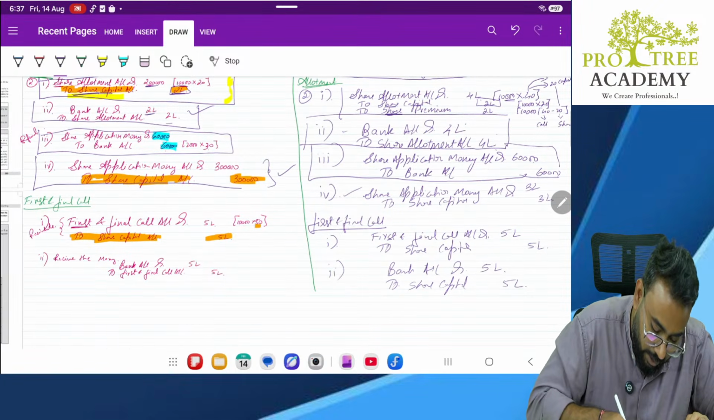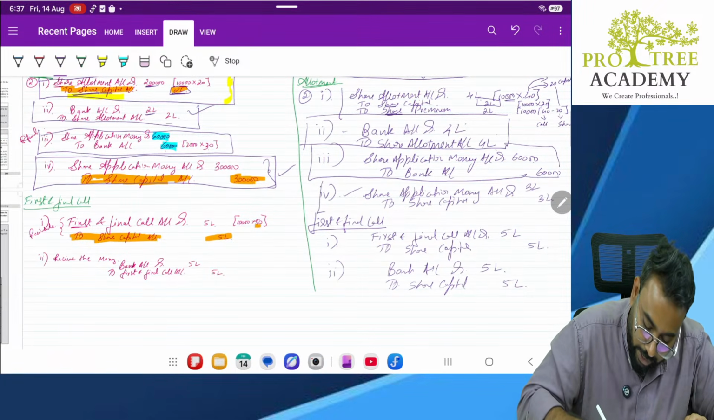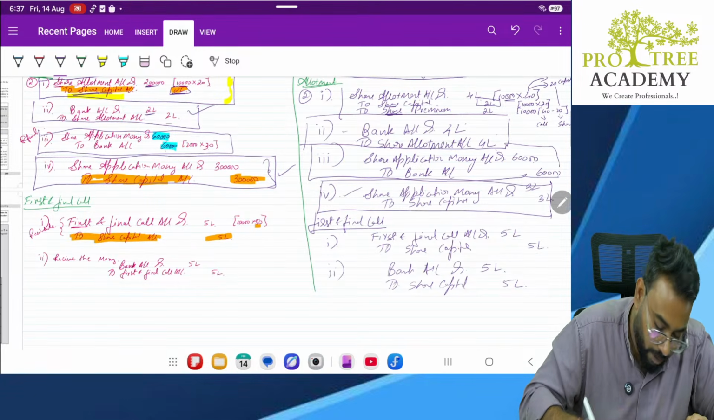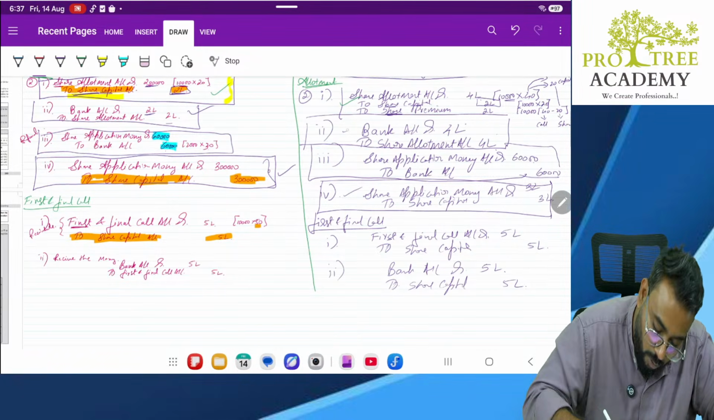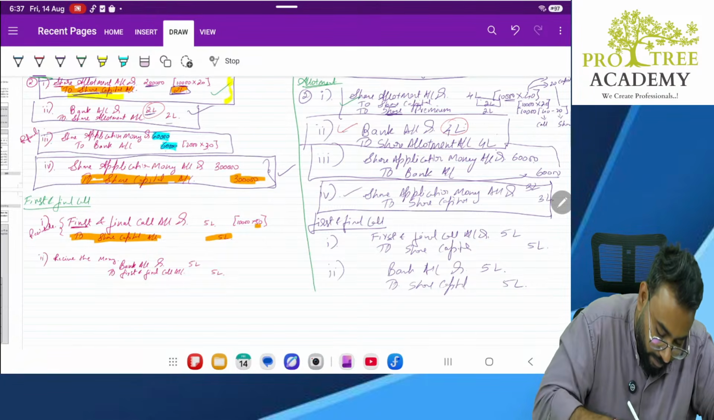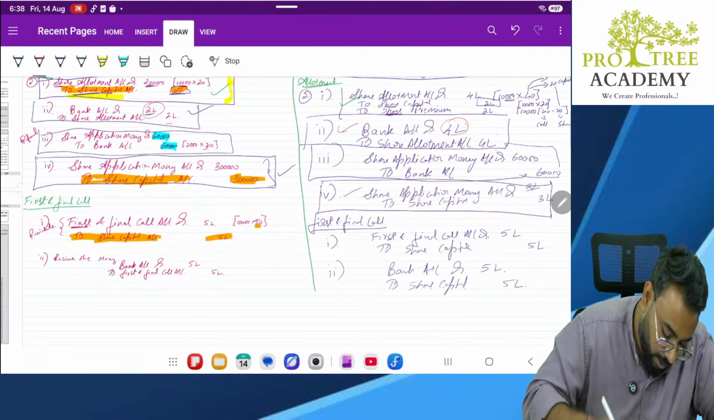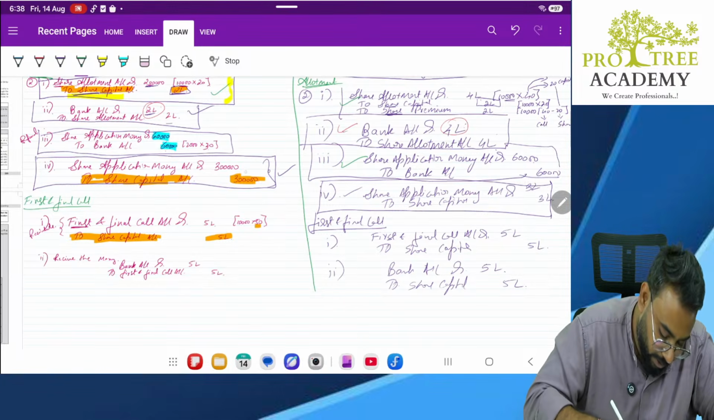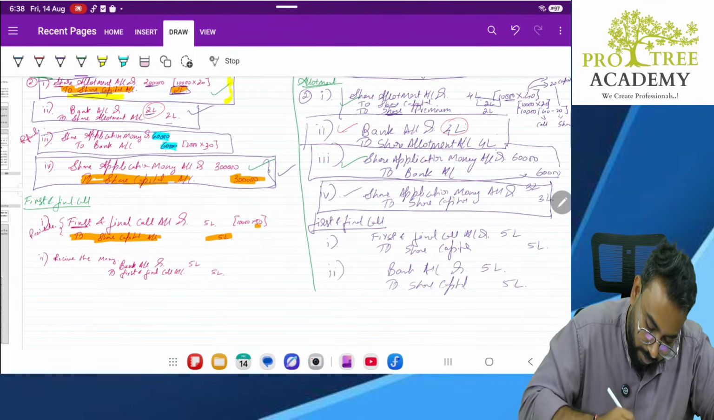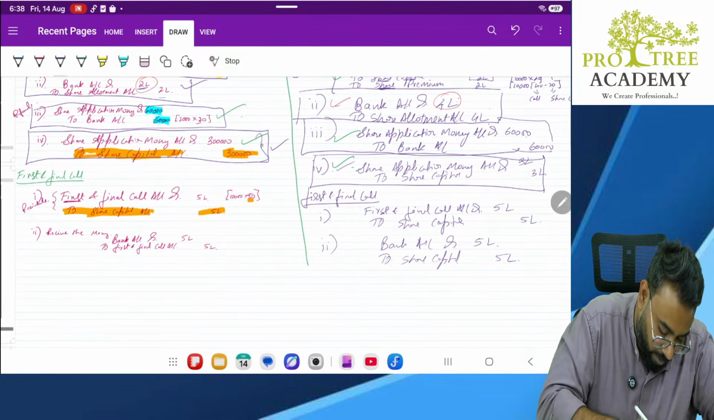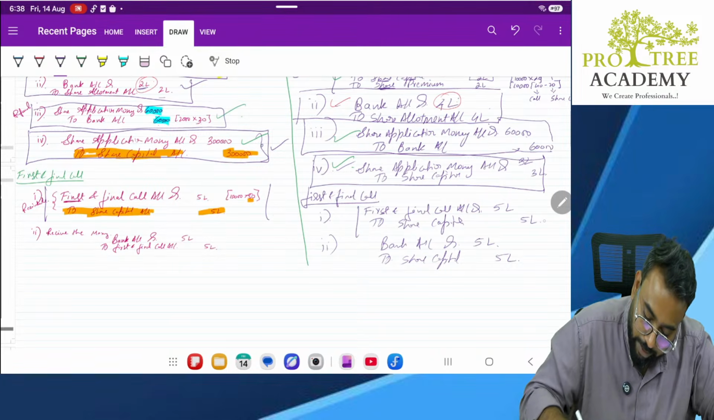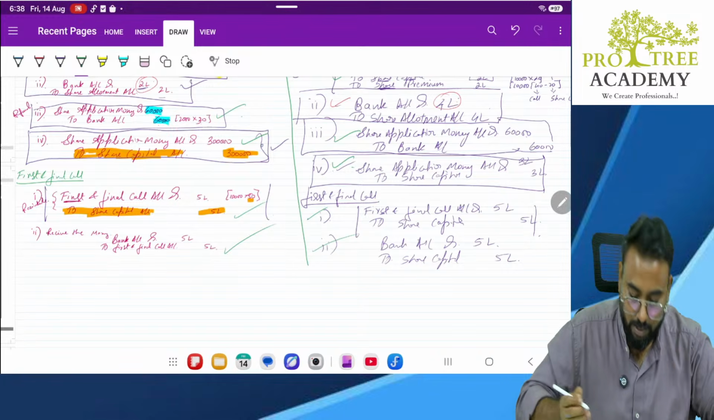Next, this entry, any change? No change, same entry. So what are all the same entries? Same entry, same entry. Entry remains the same, but amount changes here. Clear? Here, same entry, no change. Here also, same entry, no change. Then first and final call, same entry, no change. This one also same entry, no change.